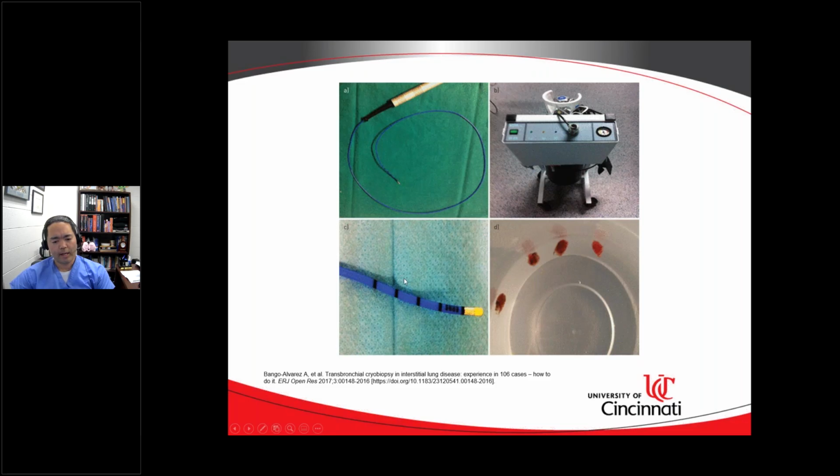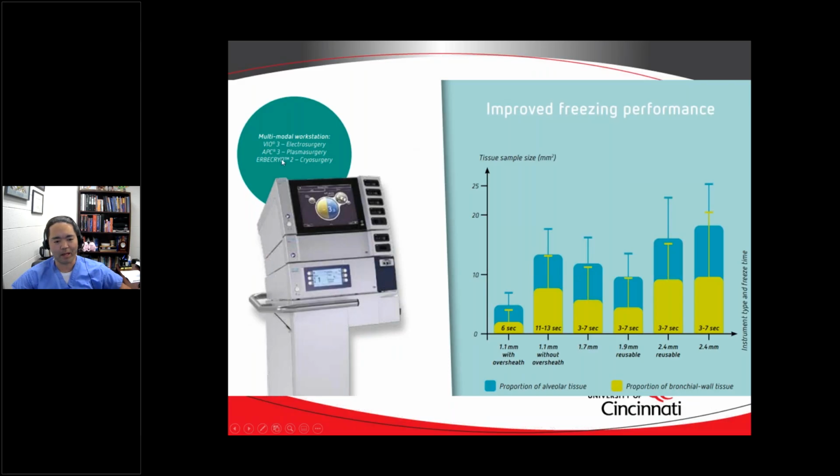But this is the old console from ERBE, who is proprietary of the cryoprobe machine and technology. And then they wised up. They got a cryoprobe ERBE 2.0, which brings you a 1.1 cryoprobe, a 1.7 as opposed to the 1.9 reusable, and a 2.4 as well. And you can see in here that they did studies, and there's the expected proportion of alveolar tissue and bronchial tissue. That's what they claim. I think both the 2.4 and 1.7 for the 2.0 system, or the 1.9 and 2.4 for the reusable system, with adequate technique, there's not going to be much of a difference in terms of how much bronchial wall or how much alveolar tissue you get.